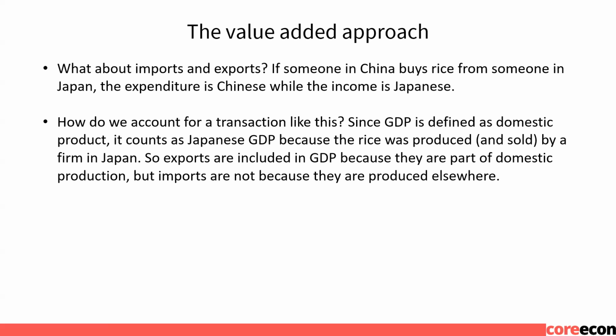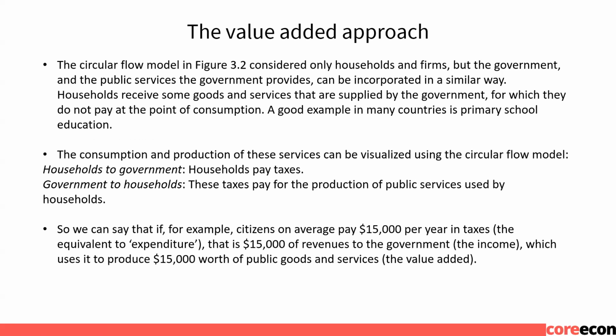Since the gross domestic product is defined as domestic product, it counts as Japanese GDP because the rice was produced and sold by a firm in Japan. So exports are included in GDP because they are part of domestic production, but imports are not because they are produced elsewhere.